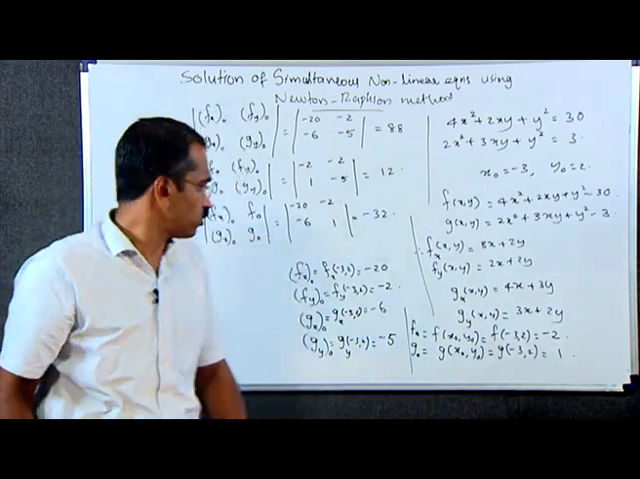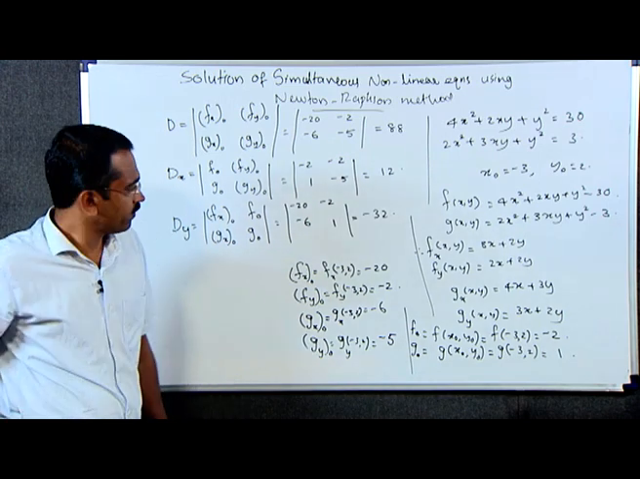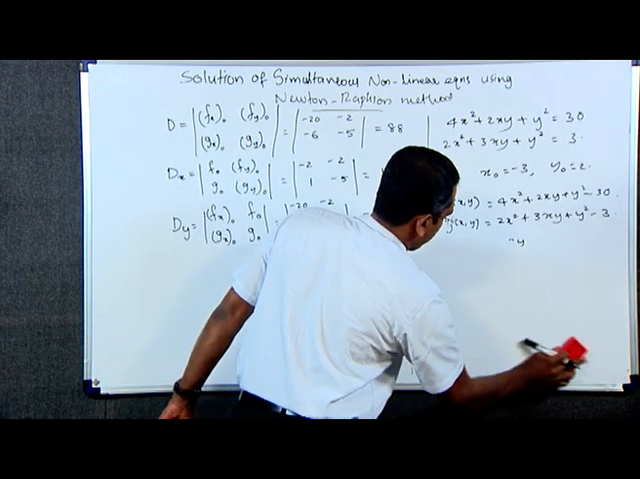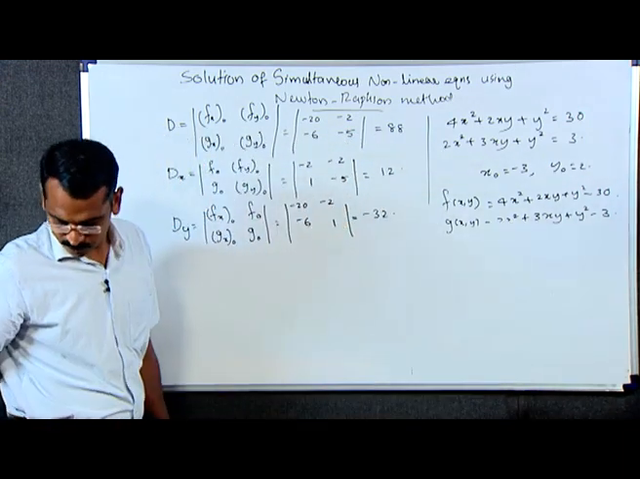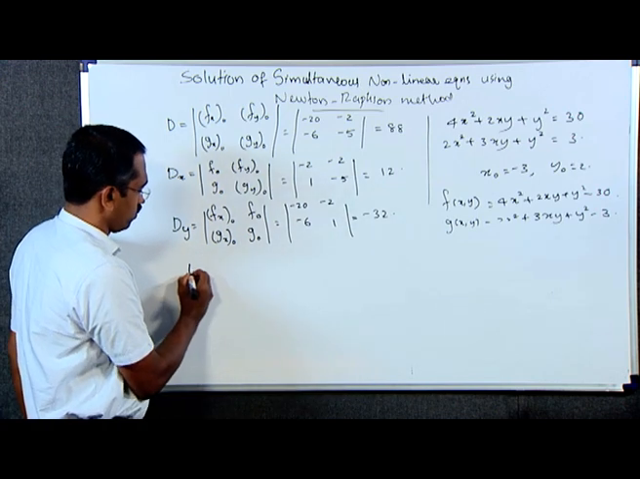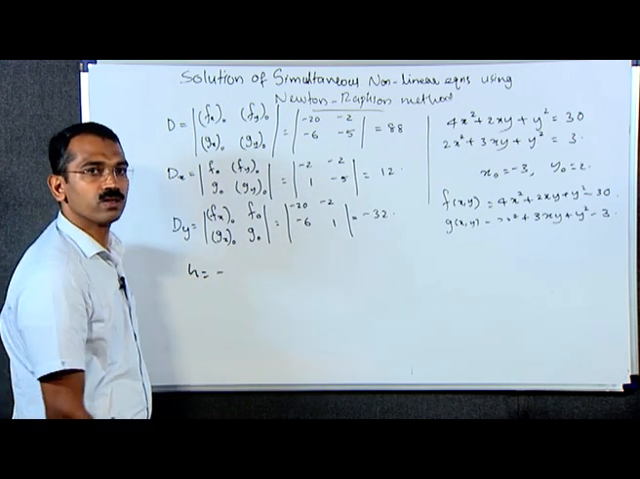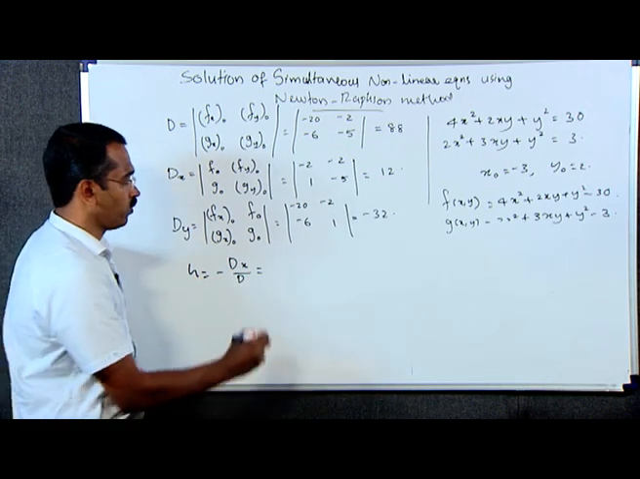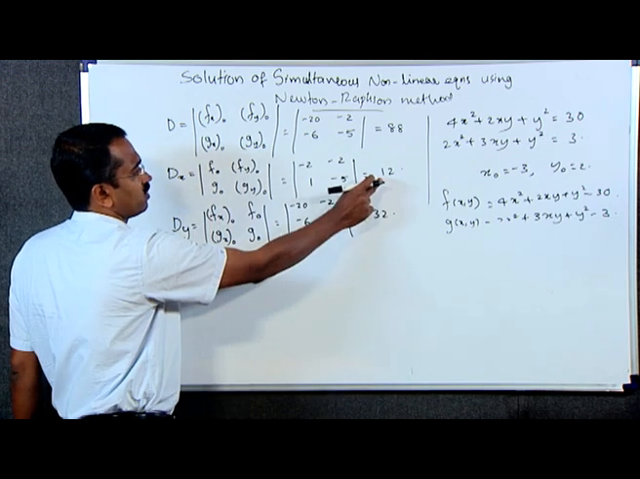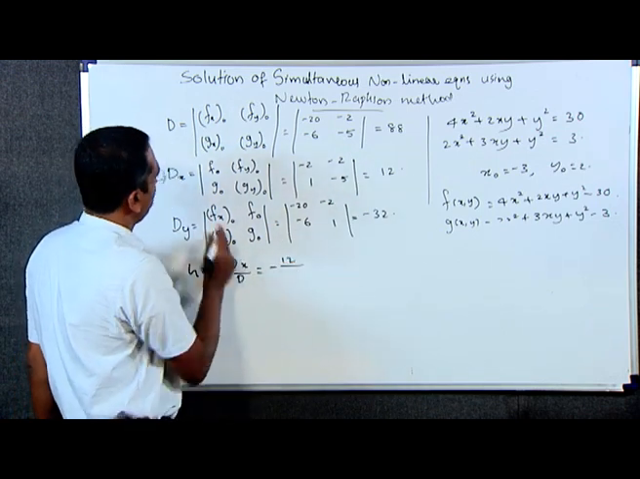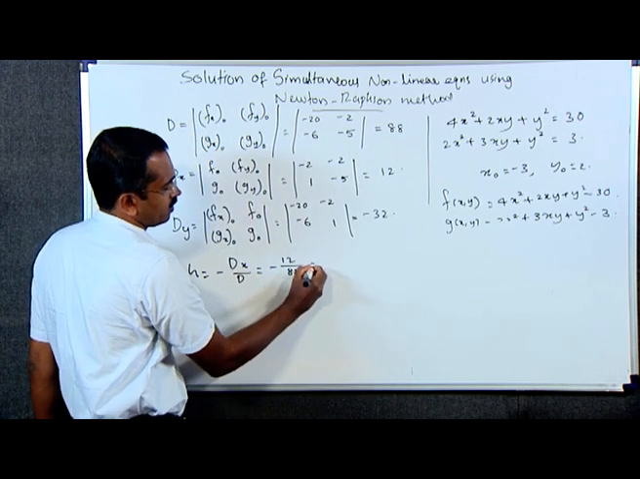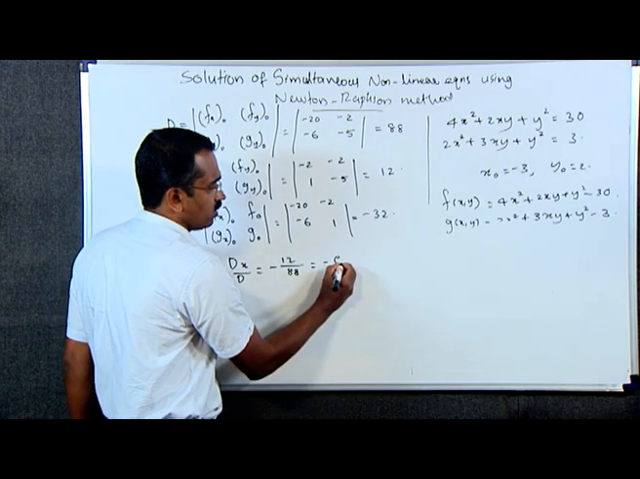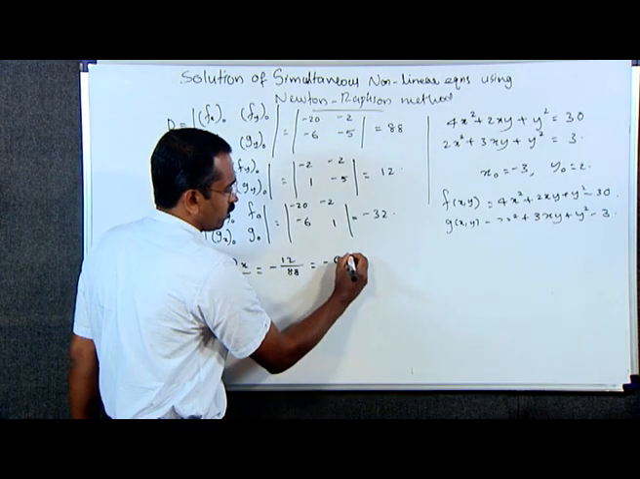Therefore, now we calculate h. H is equal to negative of dx divided by d, which is equal to negative of the value of dx, 12, divided by value of d, 88. Minus 12 divided by 88 is minus 0.1364.